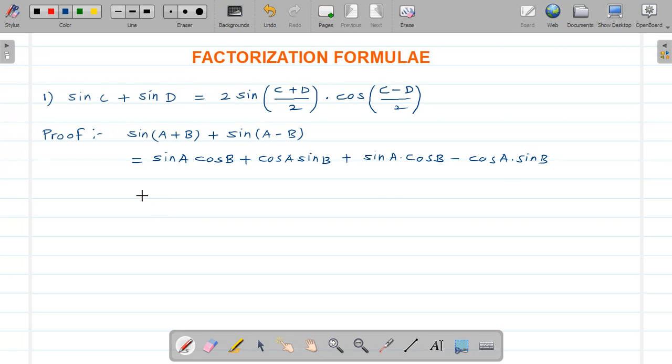Now if you add these two formulae and observe all the terms here, then cos A into sin B will get cancelled and you will get 2 times sin A into cos B. So hence after adding the two compound angle formulae, we get sin (A plus B) plus sin (A minus B) is equal to 2 times sin A into cos B. We get this expression.